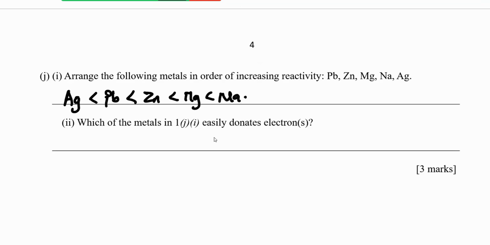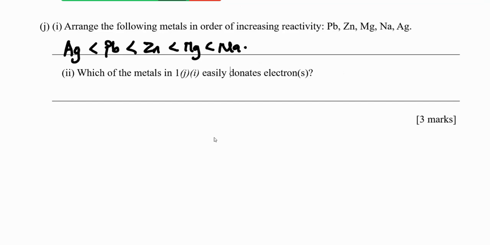Okay, now they said which of the following metals above easily donates electrons. So since sodium is the most reactive one there, it's the one that will act most as a metal. And because it acts most as a metal, it's the one that will readily want to do the things that metals do, which is donating electrons. Okay, so this would be sodium.